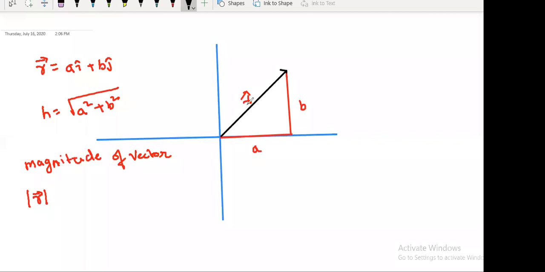Got it? Yes or no? Is it understood? Length of this hypotenuse or length of the vector is its magnitude, and magnitude is your absolute value. That's why we have modulus, right? Now this is equal to, again, root of a square plus b square, which is x component's whole square plus y component's whole square. Okay? Got it?